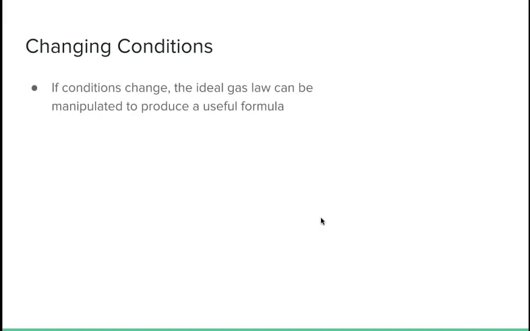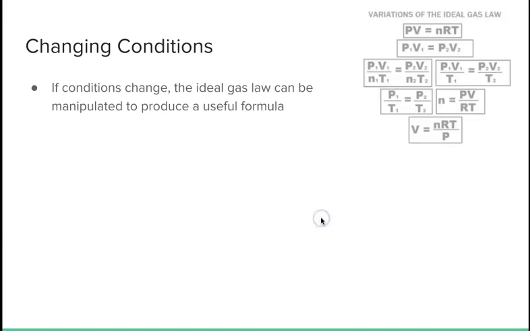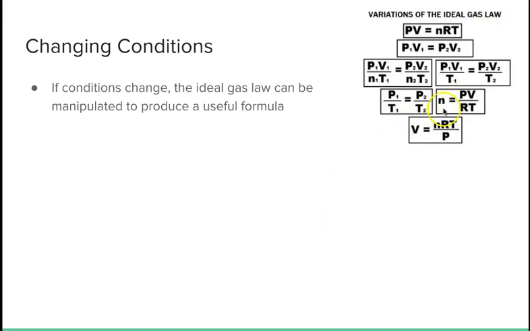Now let's look at what happens if conditions are changing. We can still use the ideal gas law, but we have to manipulate it to produce a useful formula. So this is actually all the variations of the ideal gas law, and there's actually more than even this. Let's look at these first two, for example.